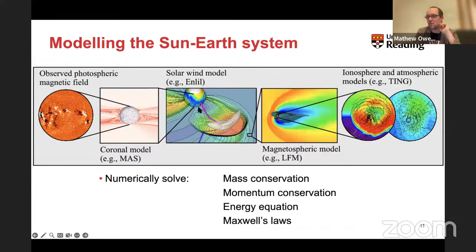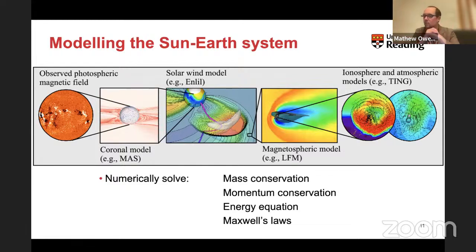The kind of models that are used for this, SWPC and the UK Met Office are using a model called ENLIL. There are quite a few of these kinds of models. The physics they're solving, they're three-dimensional numerical simulations. They're solving something called magnetohydrodynamics, which is basically just fluid dynamics, but with a magnetized fluid. So it contains a magnetic field too. It's fairly computationally intensive, but it is the right physics to use for the solar wind. It is a fluid flow.